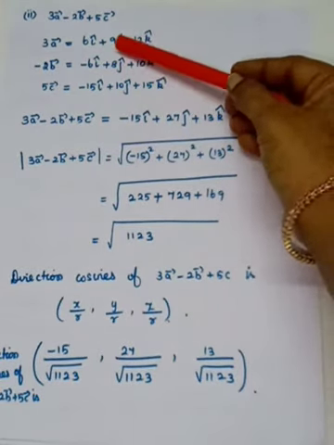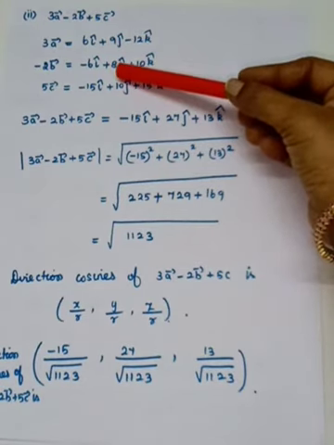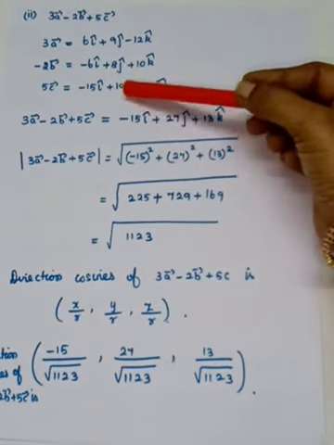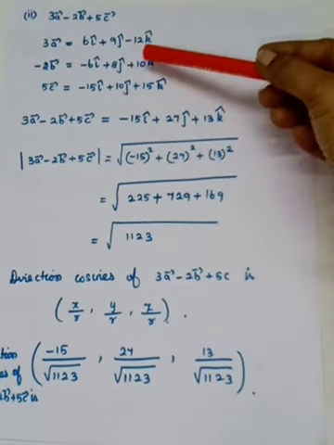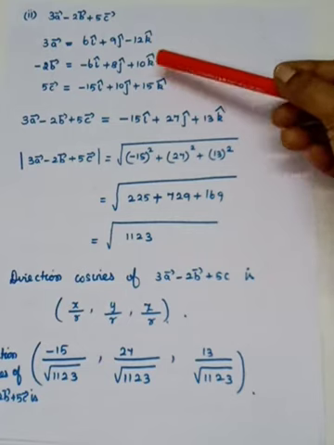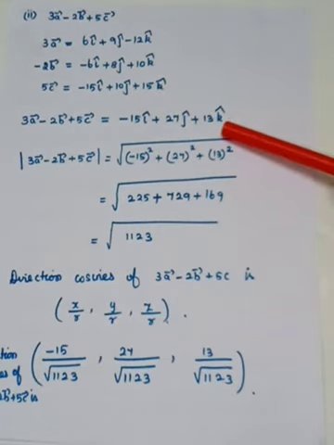The same way, 9 plus 8, what is it? It is 17. 17 plus 10 is 27 j cap. And minus 12 plus 10 is minus 2 k cap. Minus 2 k cap plus 15 k cap is 13 k cap.